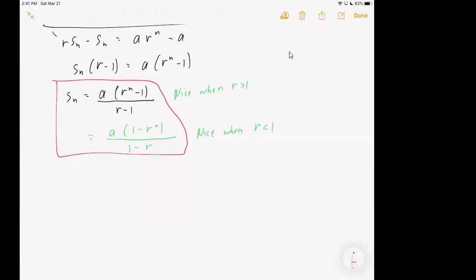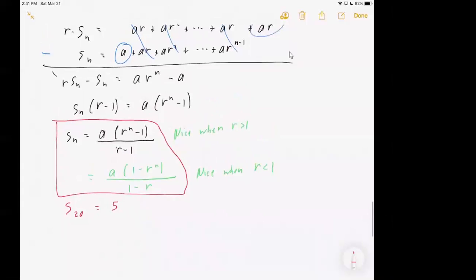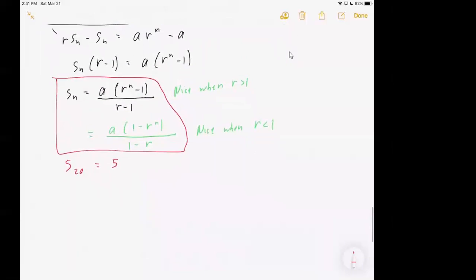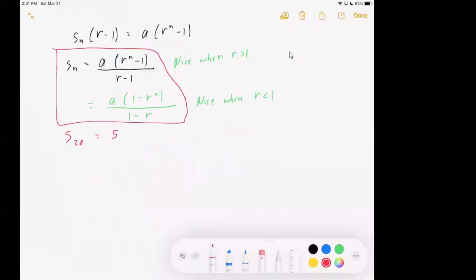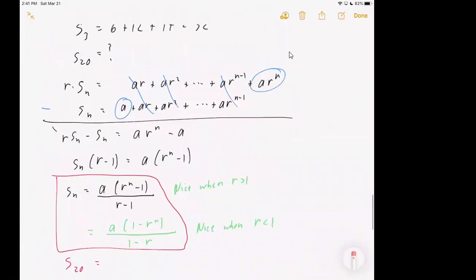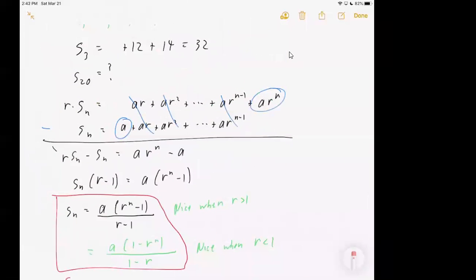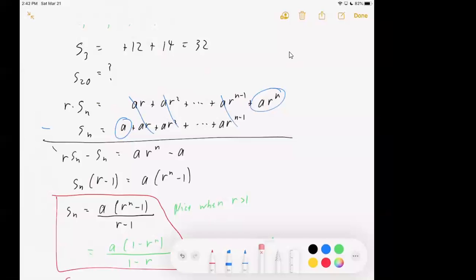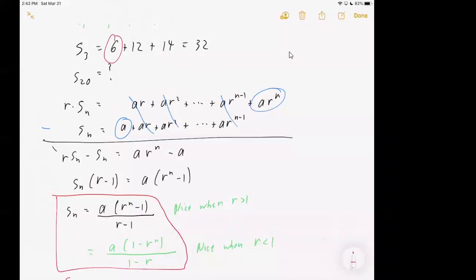So we were supposed to find S of 20. So if I need to find S of 20, I need to put in a, which is the first term. That was, I believe, 5. Let me see. Oh, nope, I'm sorry. A was 6. That was a previous example where a was 5. So if we look at the problem, go back down here. The first term was 6, all right? And we're going to be looking for the 20th partial sum. And we have a common ratio, r of 2.